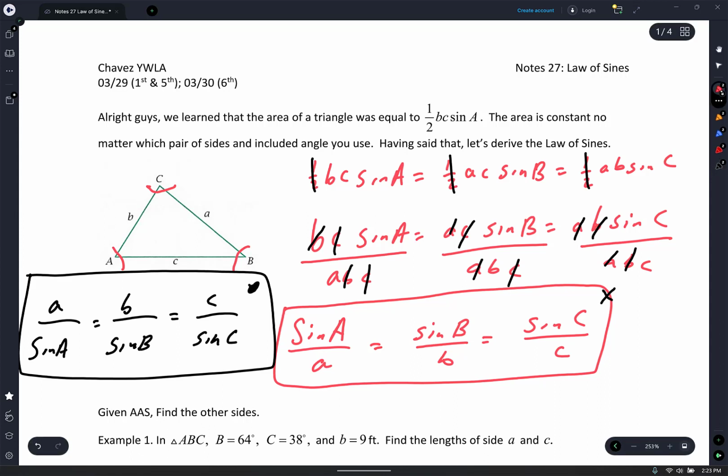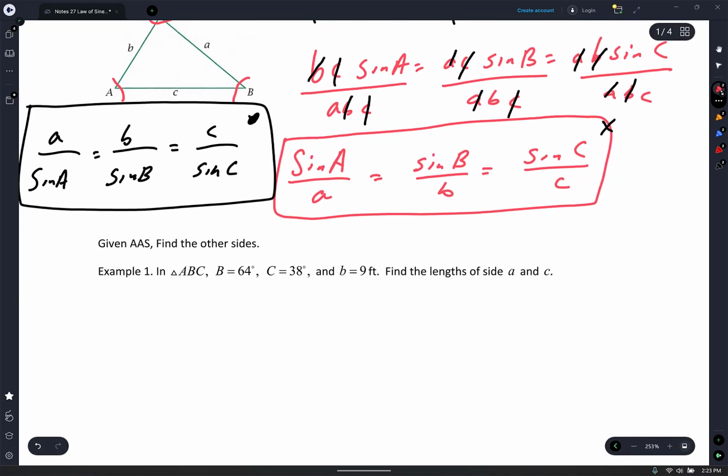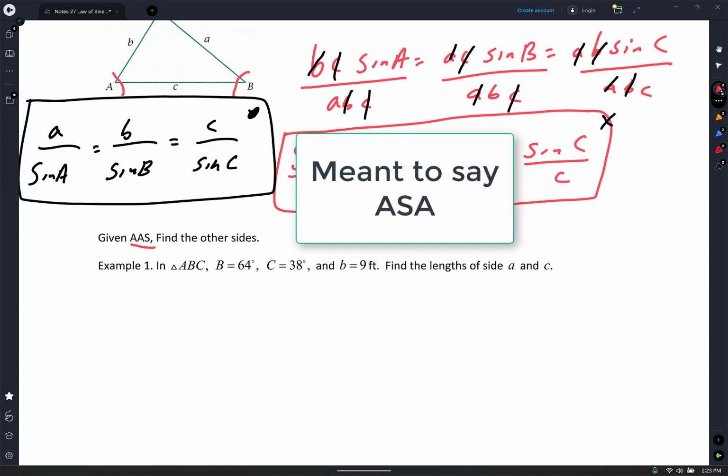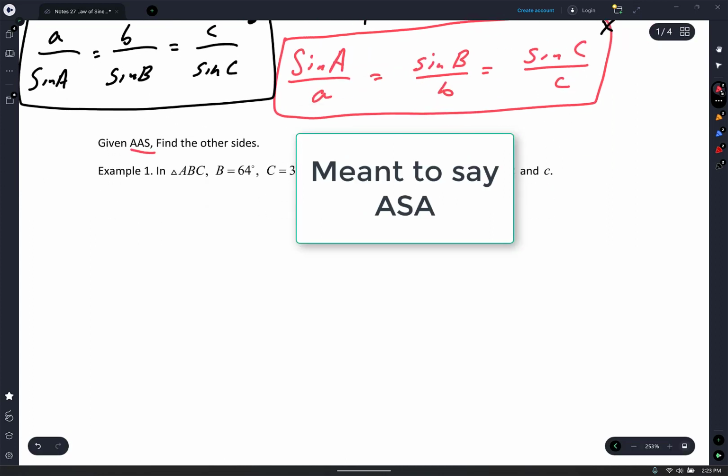It's really simple. So go to example 1. Now I know it says angle, angle, side. It doesn't matter if it's angle, angle, side or side, angle, side. It really doesn't. Okay, let's go ahead. Here's what I'm talking about.